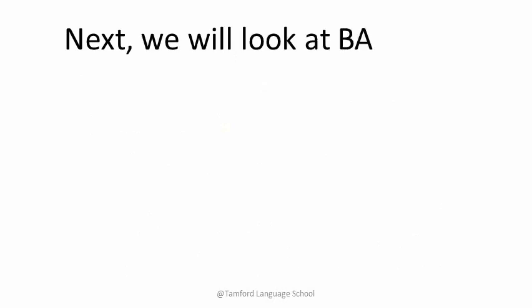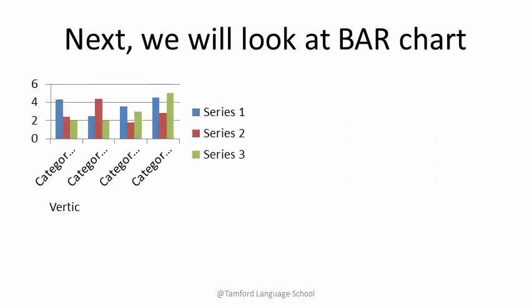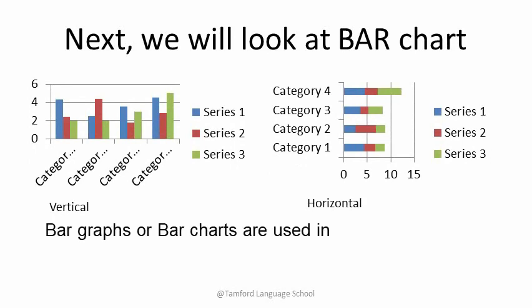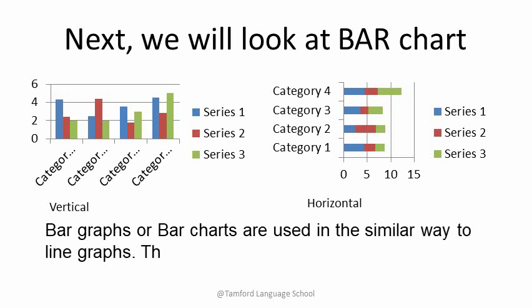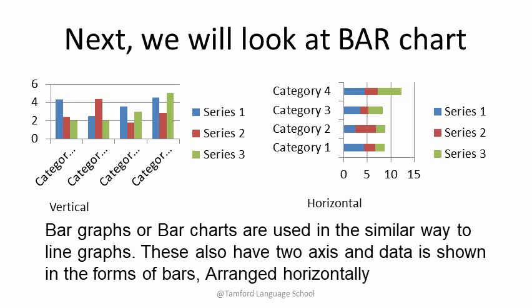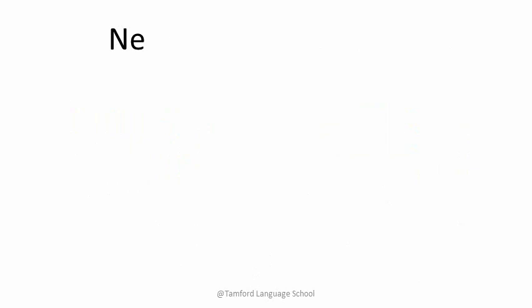Next, we will look at bar chart. There are two kinds of bar chart, vertical and horizontal. Bar graphs or bar charts are used in similar way to line graphs. These also have two axes and data is shown in the form of bars and arranged horizontally or vertically.